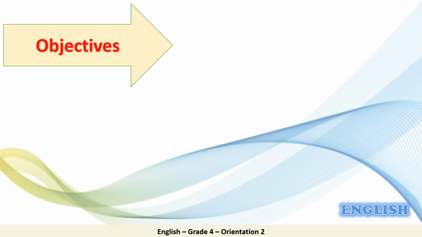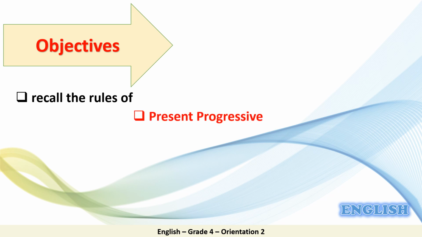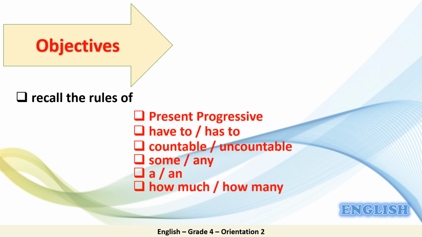As for the objectives of the lesson, by the end of the lesson, you will be able to recall the rules of the present progressive, have to, has to, countable and uncountable, some, any, a, an, how much, how many, and the past simple.